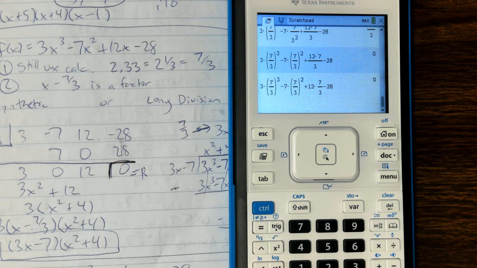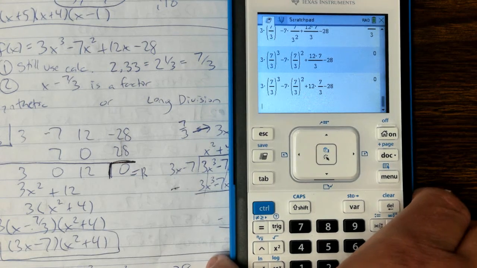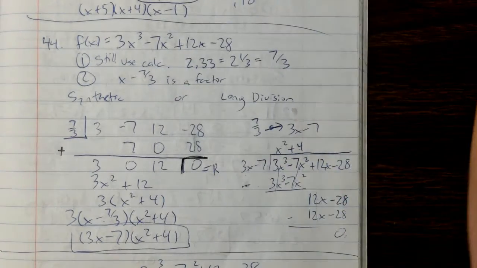I got a negative. You got a negative. Okay. I'm going to move this out of the way and then I'll help you. Okay.